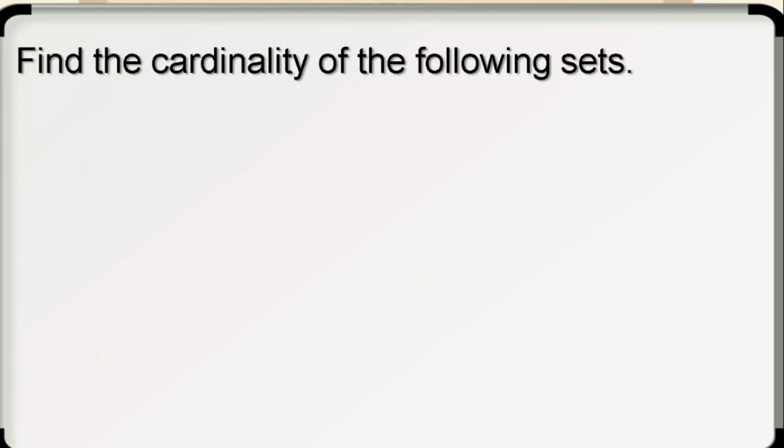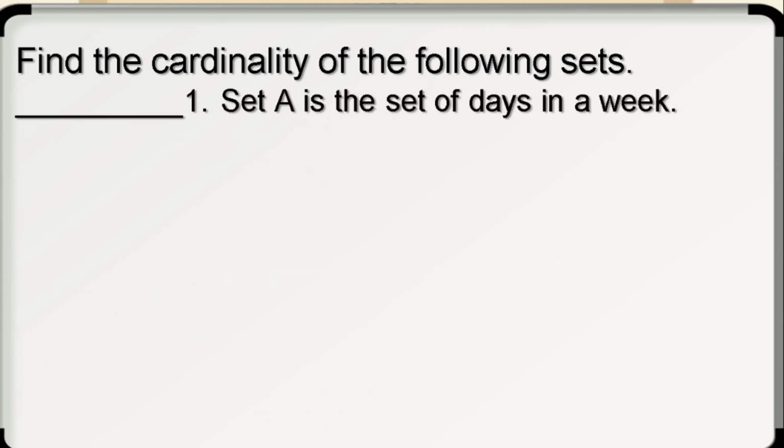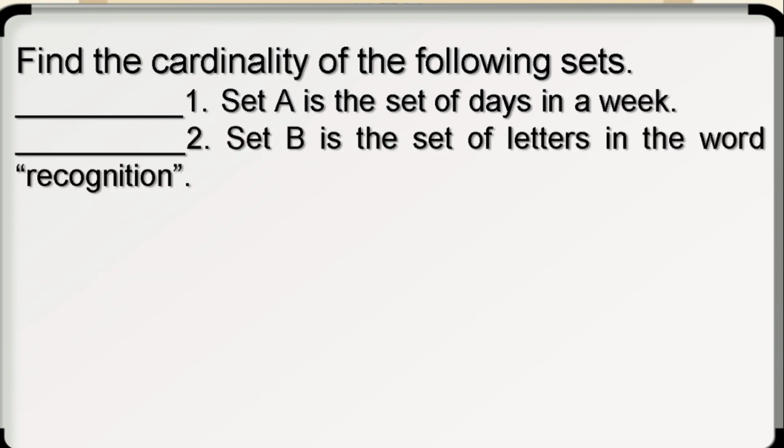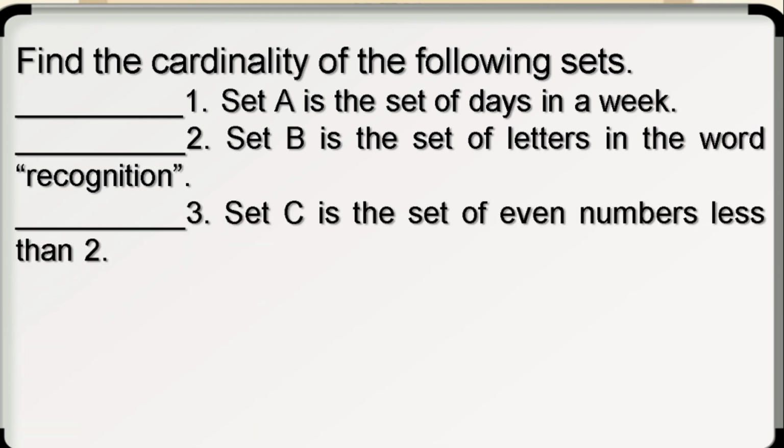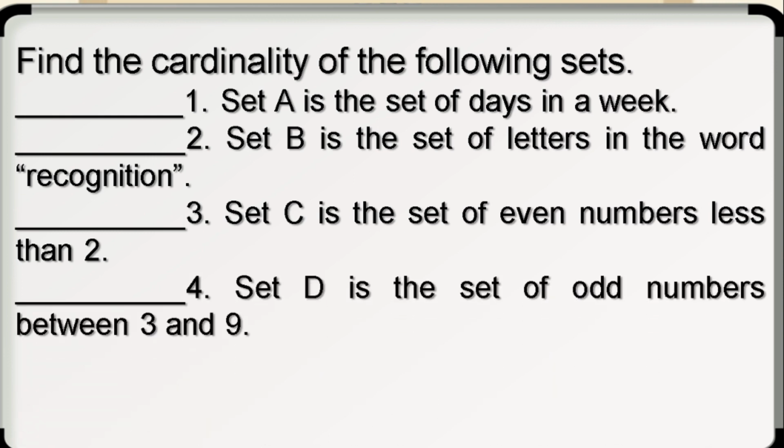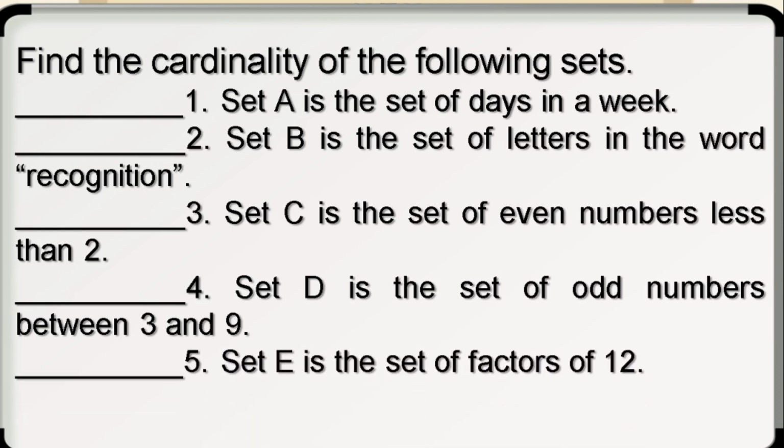It's activity time! Find the cardinality of the following sets. Number 1, set A is the set of days in a week. Number 2, set B is the set of letters in the word "recognition". Number 3, set C is the set of even numbers less than 2. Number 4, set D is the set of odd numbers between 3 and 9. And number 5, set E is the set of factors of 12. I will give you 1 minute for these items.